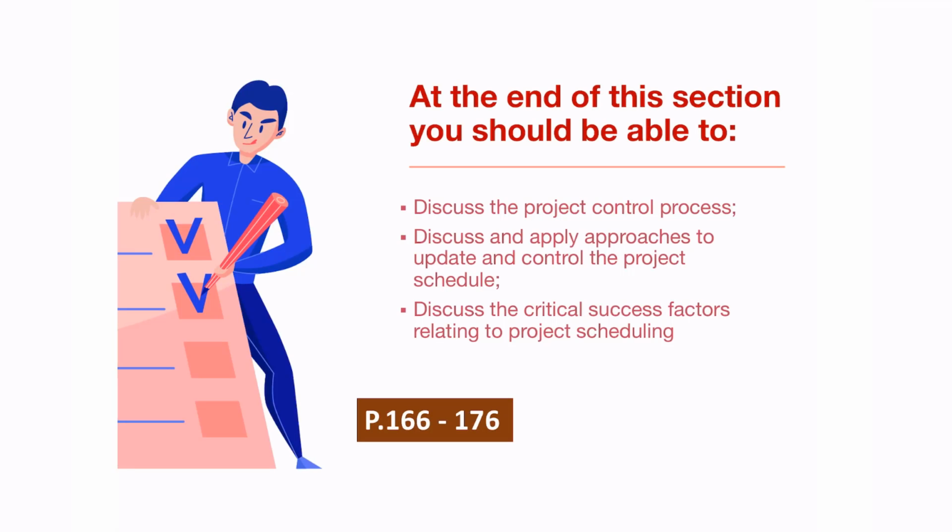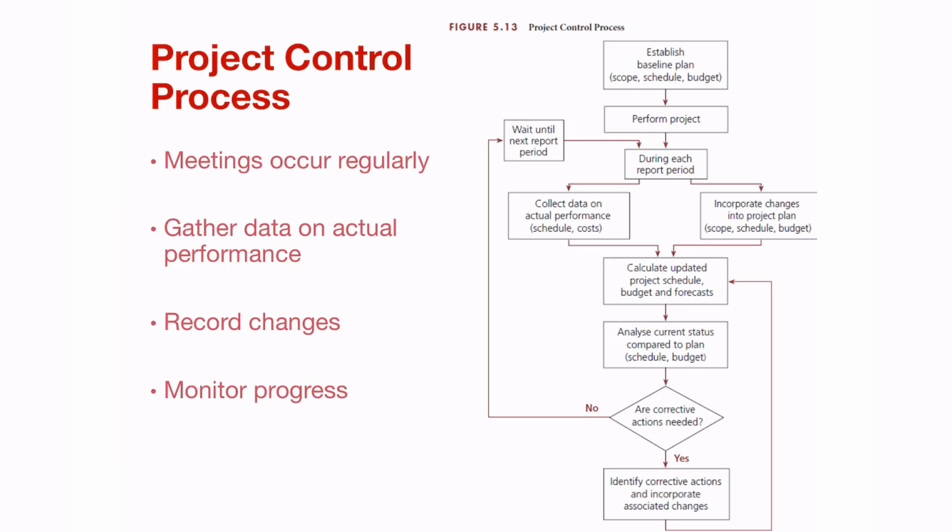Welcome back to the second theme of this particular learning unit, which is learning unit number 6. The second theme covers project control. At the end of this theme, you should know and understand the control process, discuss and apply the different approaches to updating and controlling the project schedule, and also discuss the critical success factors relating to project scheduling. You can have a look in your textbook, on pages 166 to 176. So let's have a look at the project control process.